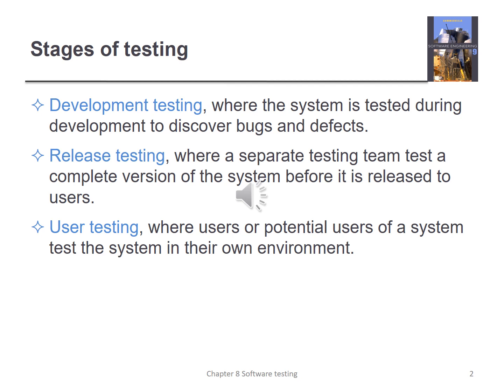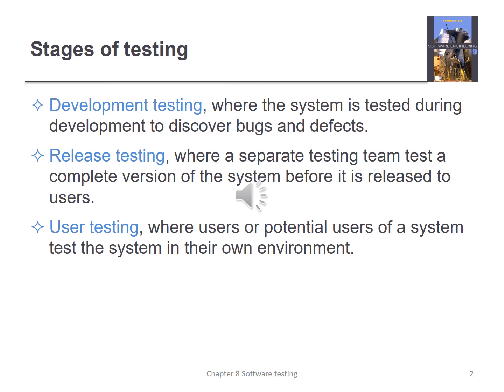The stages of testing, according to the author here: development testing, where the system is tested during development to discover bugs and defects; release testing, where a separate testing team tests a complete version of the system before it's released to users; and user testing, where users or potential users of the system test the system in their own environment.